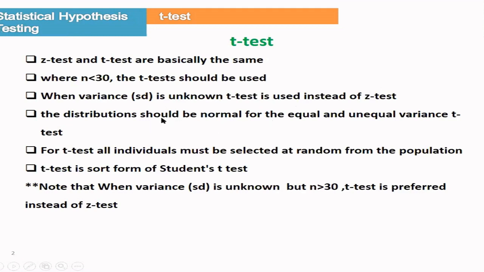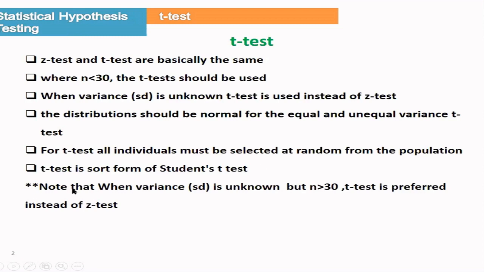And the data should be normally distributed. Variance may be equal or unequal. And all the individual values from the sample should be selected randomly. T-test is the short form of student t-test.